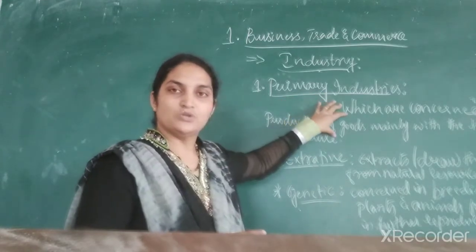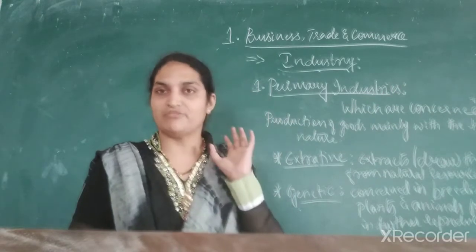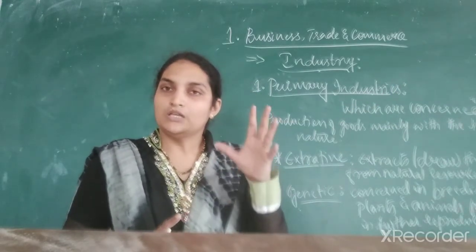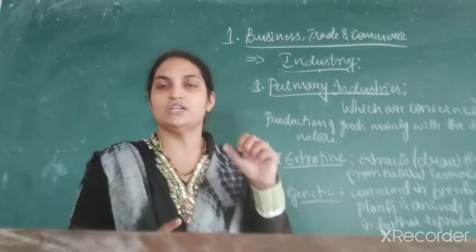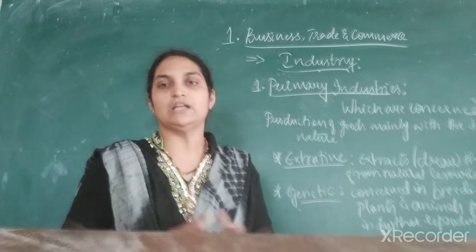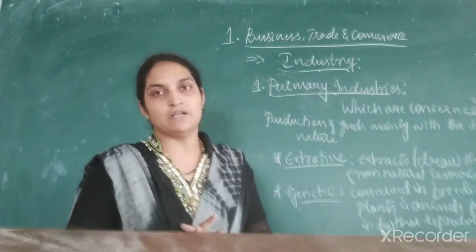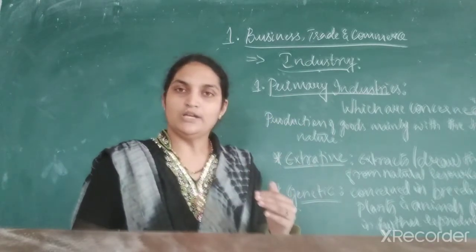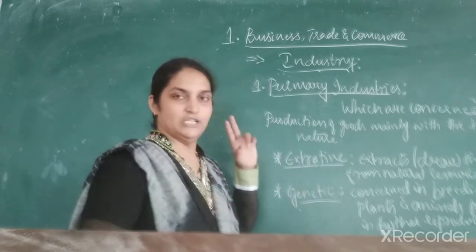What is primary industry? Primary industries are those industries which are concerned with the production of goods with the help of nature. Here the primary industries include activities like extraction and production of raw material, or reproduction and development of plants and animals. These industries are broadly categorized into two ways: one is extractive, another one is genetic.